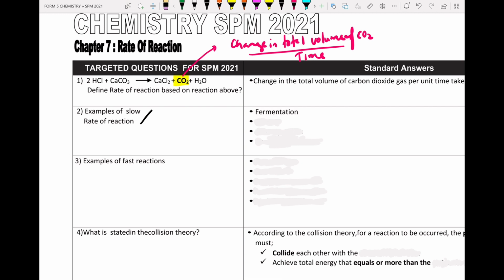Examples of slow reaction: first one is fermentation to produce ethanol. Second one is rusting, a slow redox reaction. Third one, photosynthesis to produce glucose and oxygen gas. And the last one is coagulation of latex. All these are slow rates of reaction, so the rate of reaction will be lower and the time taken will be longer.